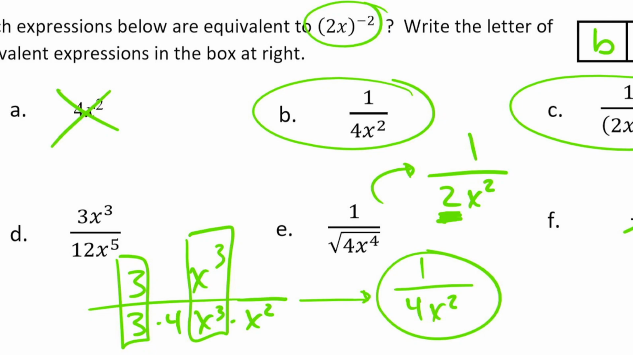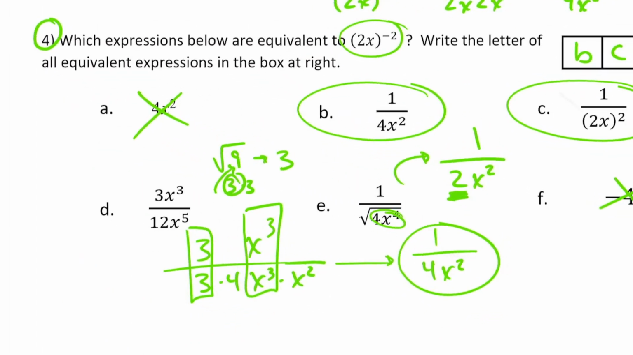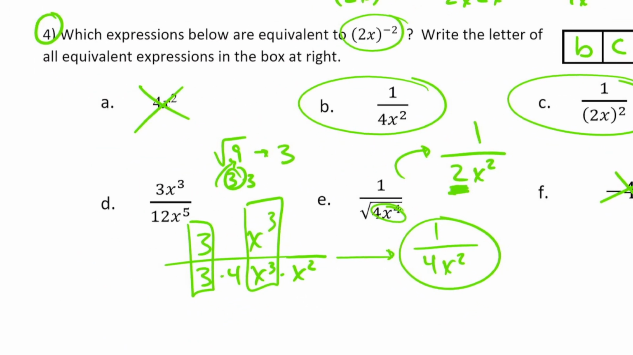Remember the definition. If I multiply 2x squared by 2x squared, I get exactly this thing inside. So this has to be the square root. Just like if I said, hey, the square root of 9 is the number 3. Why? Because 3 times 3 is 9. So this is the square root. Same thing here, 2x times 2x is 4x squared. So for this problem, the only equivalent expressions were B, C, and D.